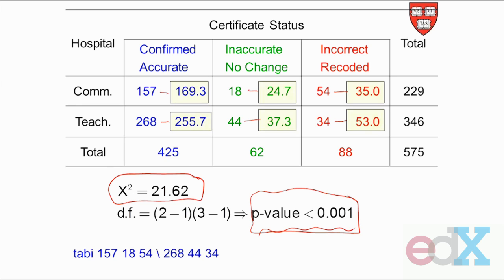And that is how we test an R by C. It's a simple extension of the 2x2 table. Except, remember, we don't do a continuity correction. We only do that with the 2 by 2 tables.